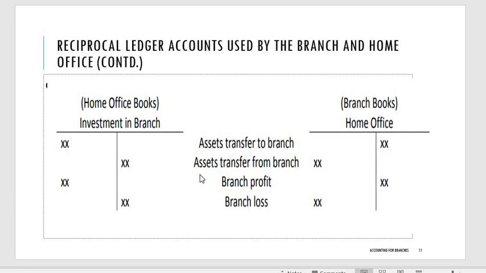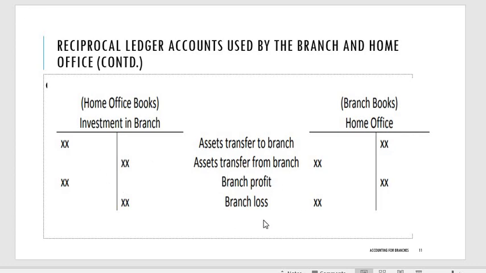So, what if there are assets transferred from the branch? For example, remittance. The branch remitted cash to the home office. Of course, there is a cash outflow for the branch, so the branch will debit home office and credit cash. Then the home office shall receive the cash, so it debits cash and credits investment in branch account.